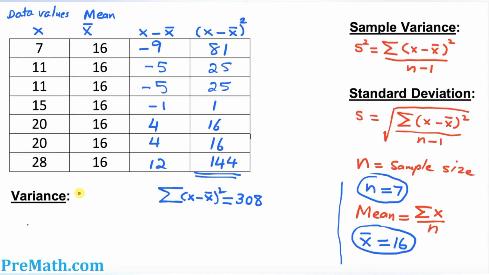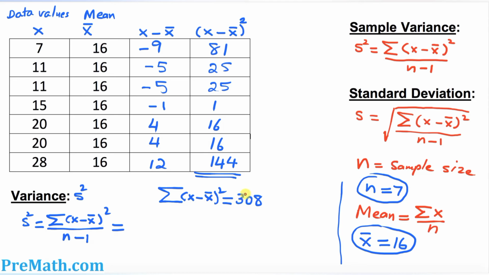And now we want to find the variance. Variance is always represented by s squared. So our variance is simply s squared. The formula is on the right hand side, as you can see. This is sigma x minus x bar squared divided by n minus 1.